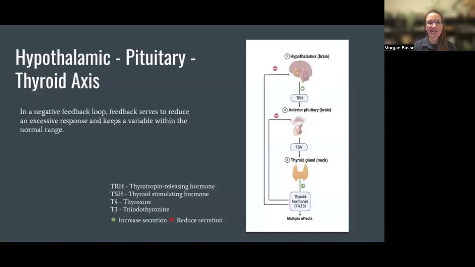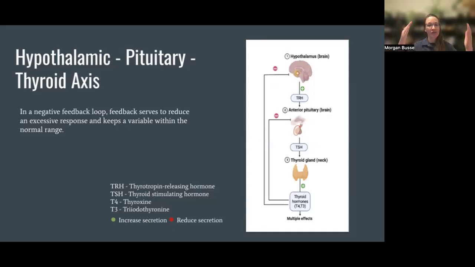So remember, what does a negative feedback loop mean? A negative feedback loop really serves to reduce any excessive response, and it keeps any variable within a normal range. When we're thinking about the negative feedback loop that involves the thyroid, and when we're looking at our patient's labs, our starting point is to focus on what's most important: the TSH and the T3 and T4 levels. We don't check the TRH. It's not something that we do commonly, so we'll move on from that. In the boards, TSH, T3, and T4 are going to be the most important labs to remember.